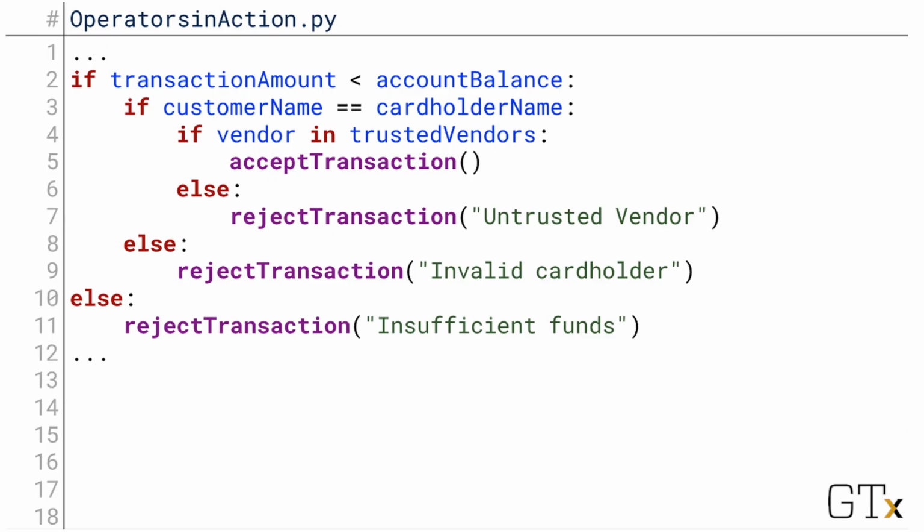Now, this code is built around some conditional statements, which we'll cover next chapter. For now, though, just note that lines 2, 3, and 4 each use a different relational operator: less than, equals, and in. The first checks a relative numeric value, the second checks non-numeric equality, and the third checks set membership.